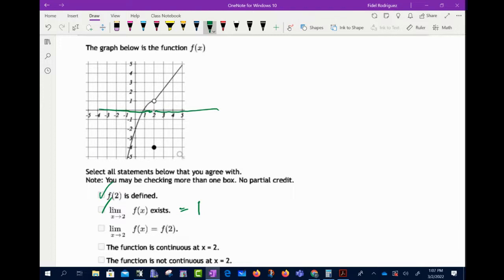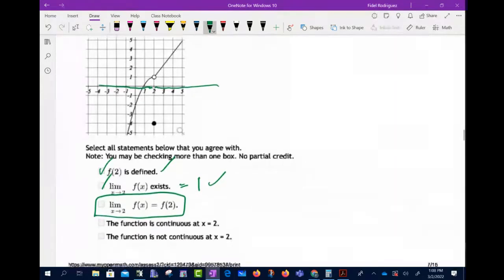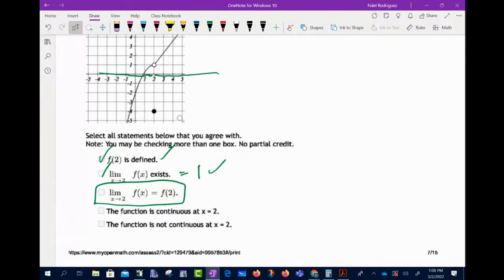Okay. Now, second question. Does the limit here equal that value there? No. So I'm not going to check that box. I'm checking the boxes that we agree with, right? So f of 2 was defined, and the limit existed. Is the function continuous at 2 or not? Not continuous at 2. That's the other one I'm going to check. That's right, there's a gap. And in order for it to be continuous, this value here, y'all, had to have been over there, right?